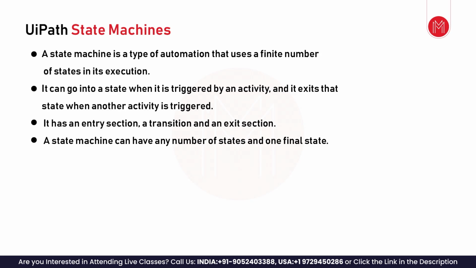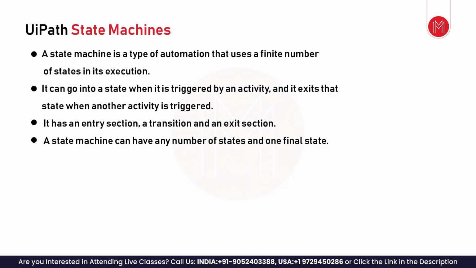In that manner, you have certain states available. Inside the states, you will again have sequences which will be doing a separate set of activities. So states are nothing but four different sections. You can have four, you can have five different sections inside a project. So every state will have one entry section, one exit section, and one transition.